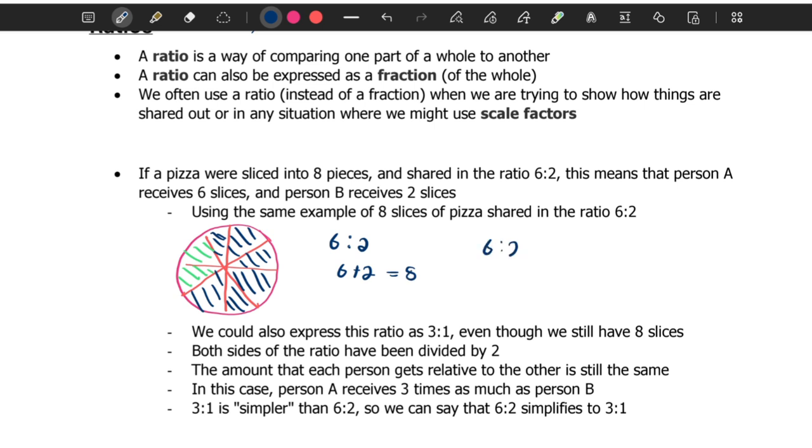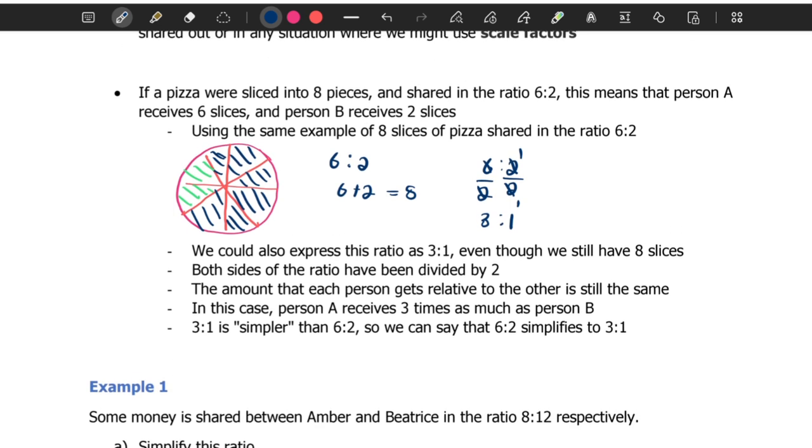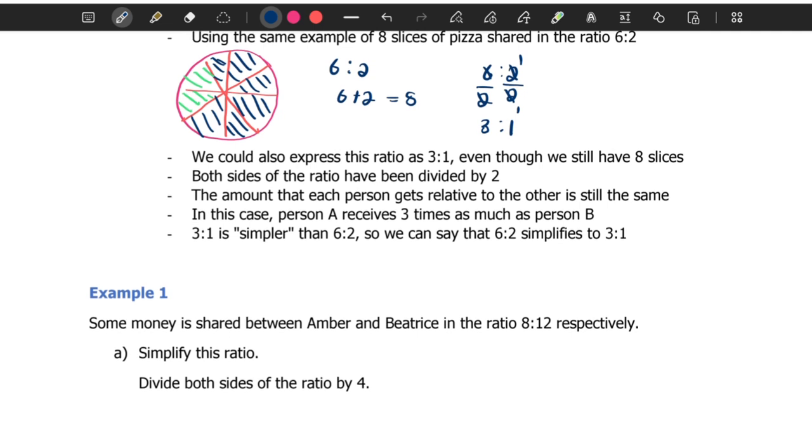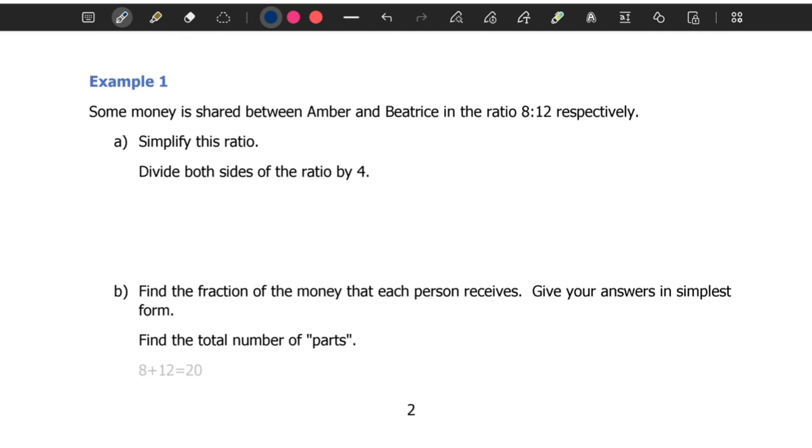And 6:2 can further be simplified by dividing both sides by 2, and we get 3:1. So that means that we can express the ratio 6:2 as 3:1, even though we still have 8 slices, right? So for example, we have a question which says some money is shared between Amber and Beatrice in the ratio 8:12 respectively.